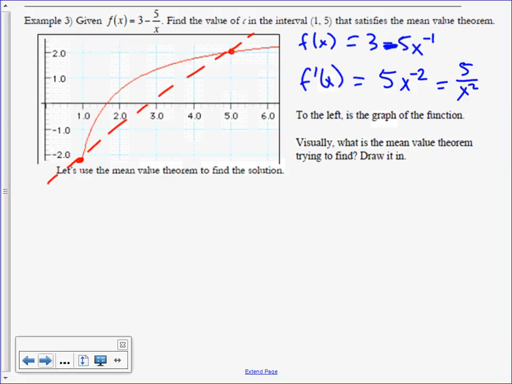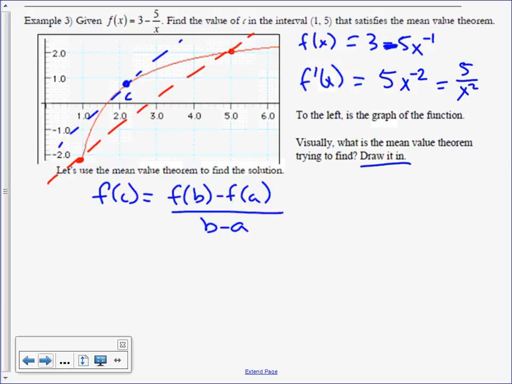So the mean value theorem means there's some point C that would be parallel to that line. We just have to find that C. So if you use the formula f prime of C is equal to f of B minus f of A over B minus A, that turns out to be f of 5 minus f of 1 over 5 minus 1. If you plug in 5 into the formula, you would get 2. If you plug in 1 into the formula, you would get negative 2.